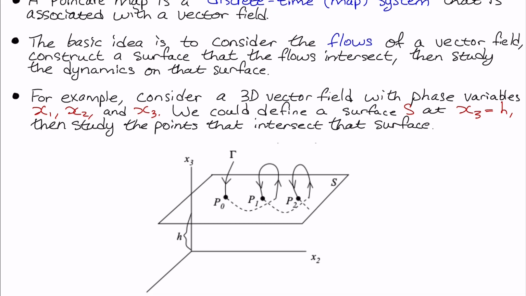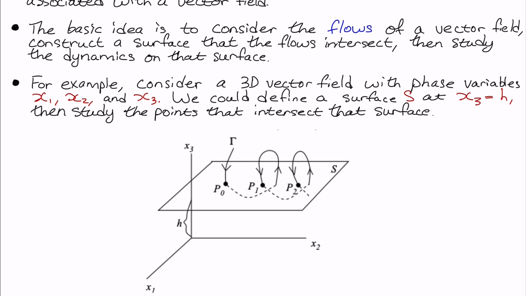So for example, if we consider a three-dimensional vector field with phase variables x1, x2, and x3, we could then define some surface S at a height of x3 equals h, and then we could study the points that intersect that surface, as shown here in this figure. So here capital Gamma that I'm circling is the flow in this three-dimensional phase space. And our surface S that I just circled is shown there.